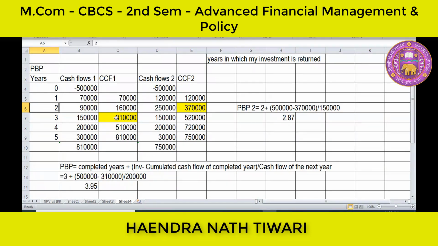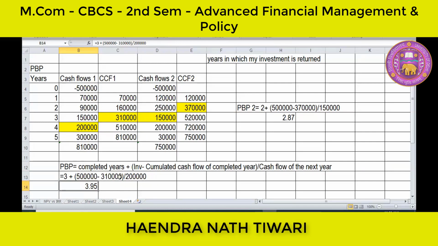The remaining amount of my investment, out of 5 lakhs: in this case the remaining amount is 190, and in this case the remaining amount is 130. I have to get it from next year's cash flow. So this year's cash flow is 2 lakhs, and this year's cash flow is 150. So I need 190, that is this portion, 190 out of 2 lakhs.